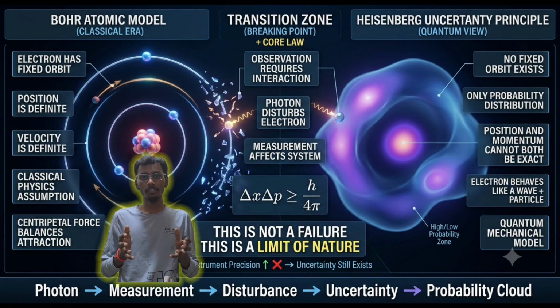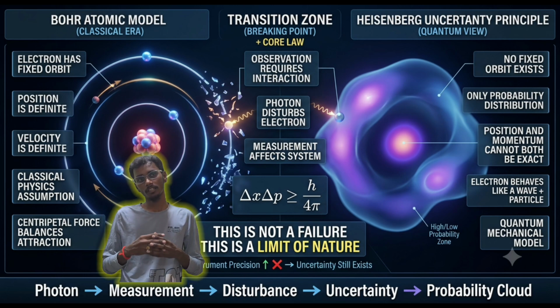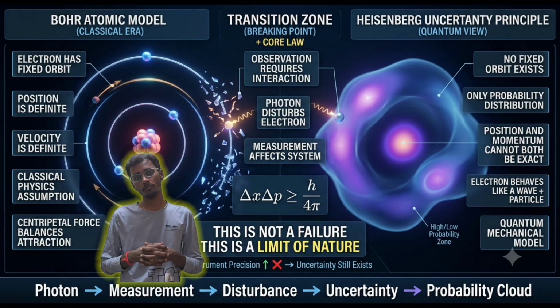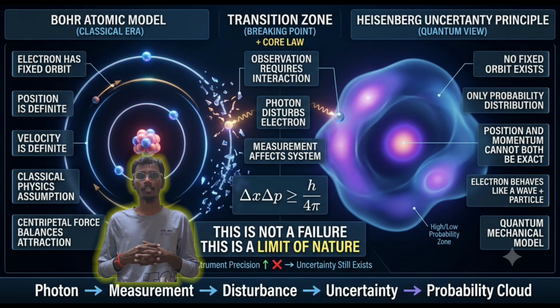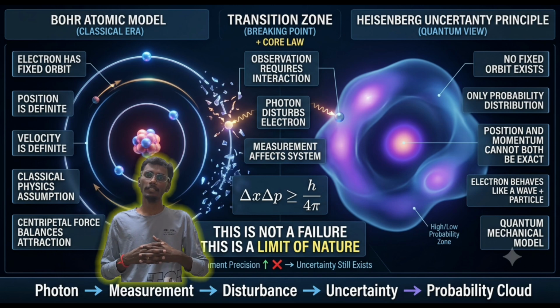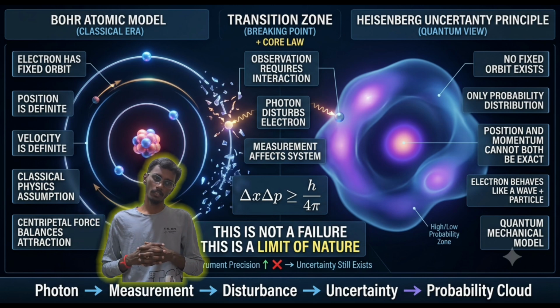Based on this concept, Heisenberg gave a mathematical approach: delta x times delta p is greater than or equal to h by 4 pi. What is delta x here? Uncertainty in position, where delta p means uncertainty in momentum, and h, 4 and pi are constants.